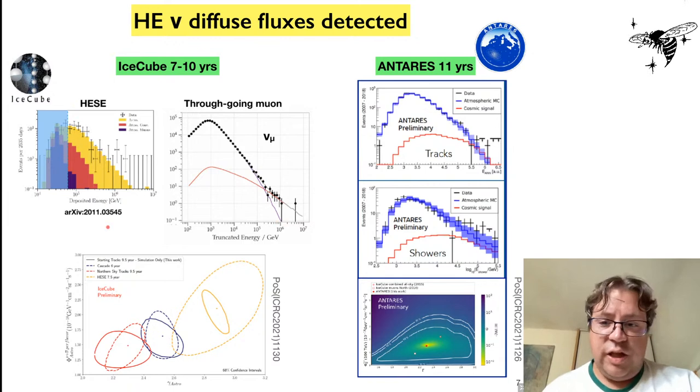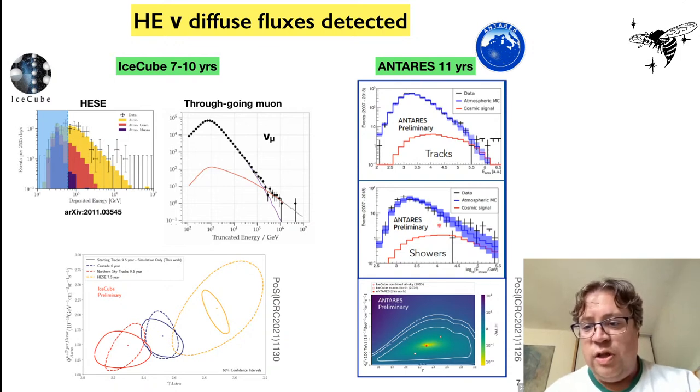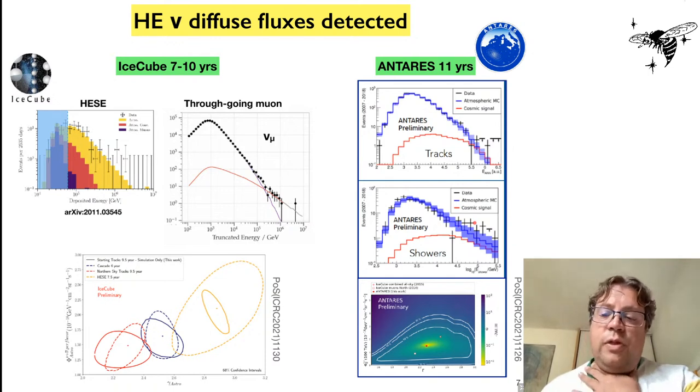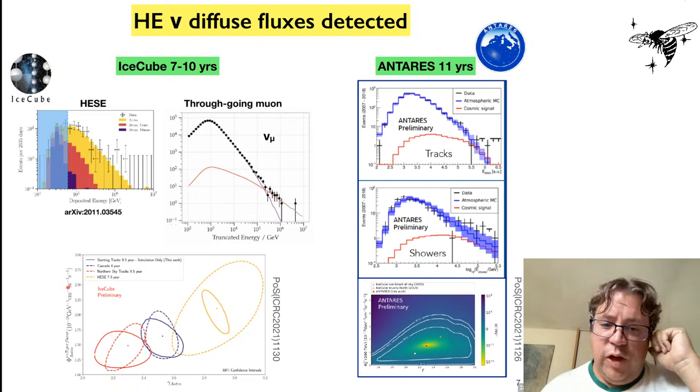The same for this high energy starting track. And we see the same for Antares, where even if the statistics are a bit low, we start to see a deviation at high energy, clearly showing that there is a contribution of high energy neutrinos. If you look at where we are right now in understanding this neutrino flux, here you have the properties of this flux, so the normalization versus the spectral index for different analyses.